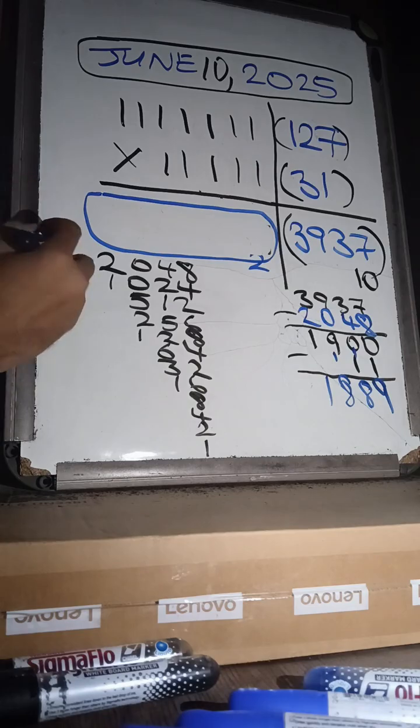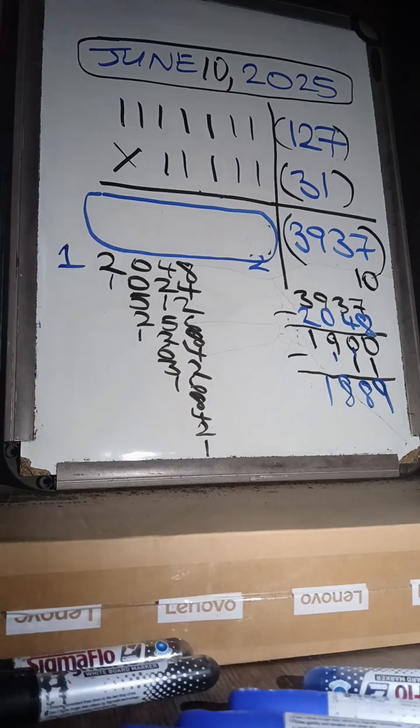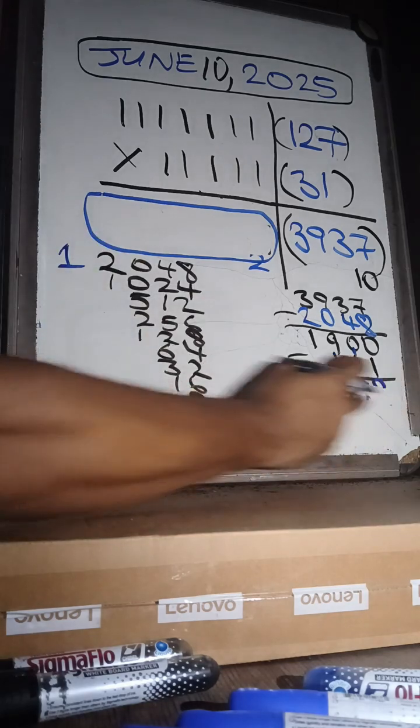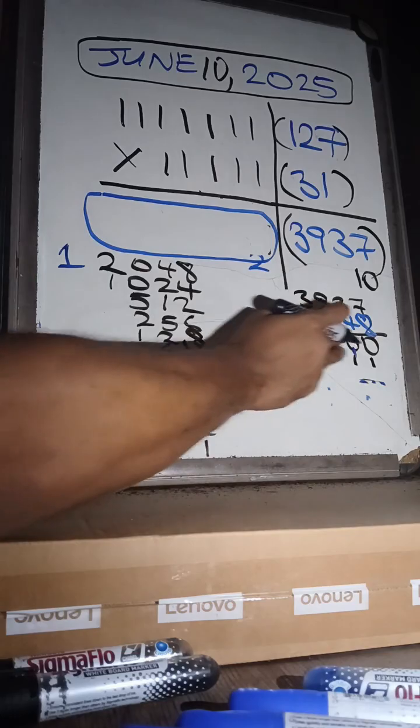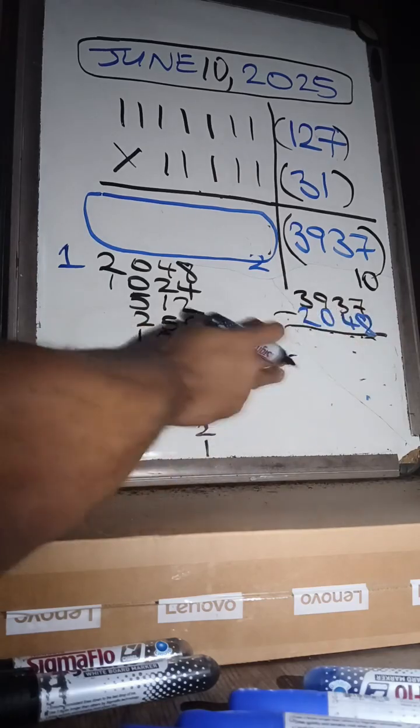Alright, so we have 1 right here. Now we're going to take away 1024 from this. So let's write 1889.